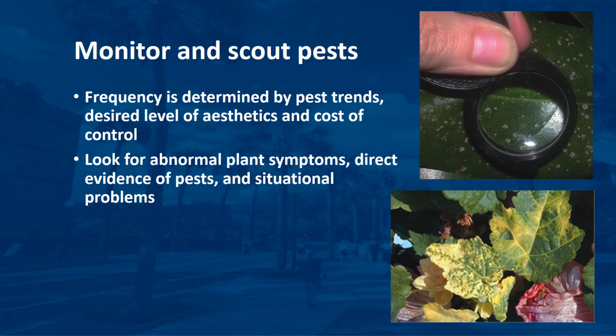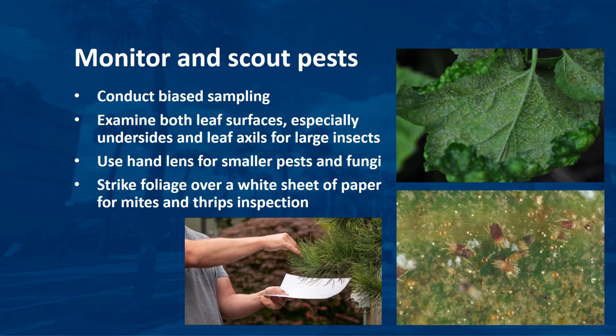Look for abnormal plant symptoms, direct evidence of insects, mites, or pathogen signs, and situational problems such as malfunctioning sprinkler heads. Walk at random through the landscape area in a zigzag pattern. Make an effort to select those plants that appear less healthy for visual inspection. In other words, conduct bias sampling.